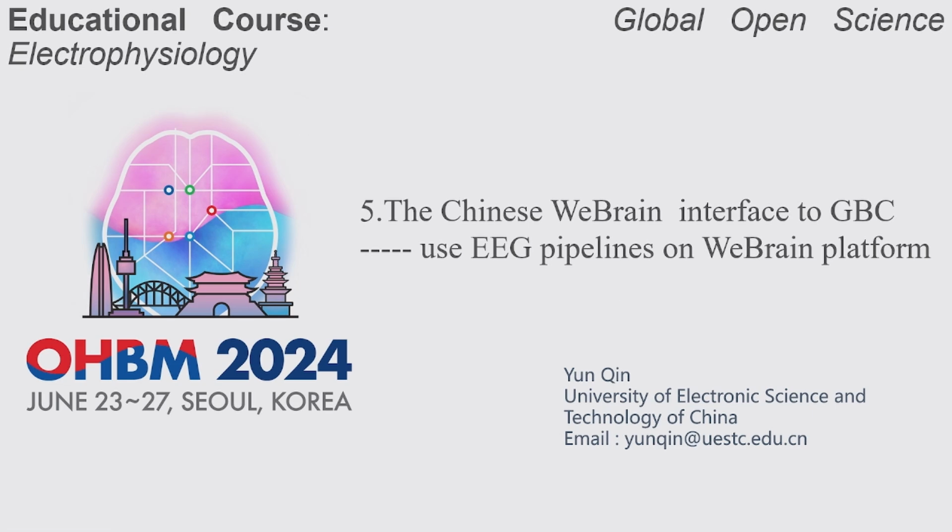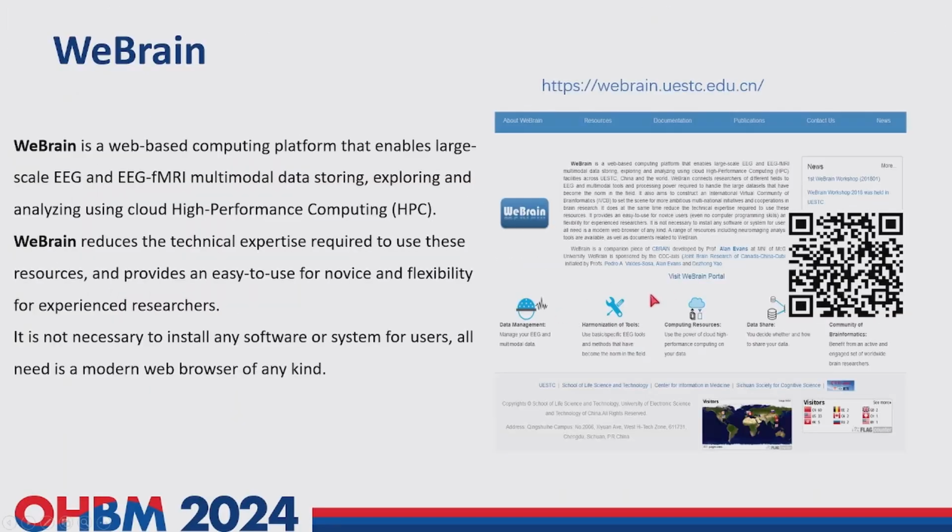Just as Professor Aaron said in the morning, WeBrain is an important part of GBC, and it's handling the big EEG data, and it's a companion piece of CBrain. Today, I'll talk about how to use EEG pipelines on the WeBrain platform, and I hope you can understand what WeBrain can do and how to operate it.